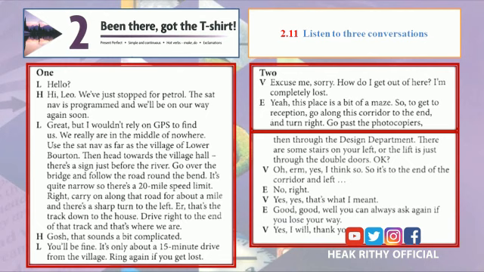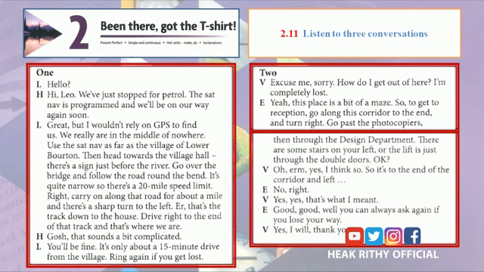Right. Go over the bridge and follow the road round the bend. It's quite narrow, so there's a 20-mile speed limit. Right, carry on along that road for about a mile, and there's a sharp turn to the left. Okay. That's the track down to the house. Drive right to the end of that track, and that's where we are. Gosh, that sounds a bit complicated. You'll be fine. It's only about a 15-minute drive from the village. Ring again if you get lost.